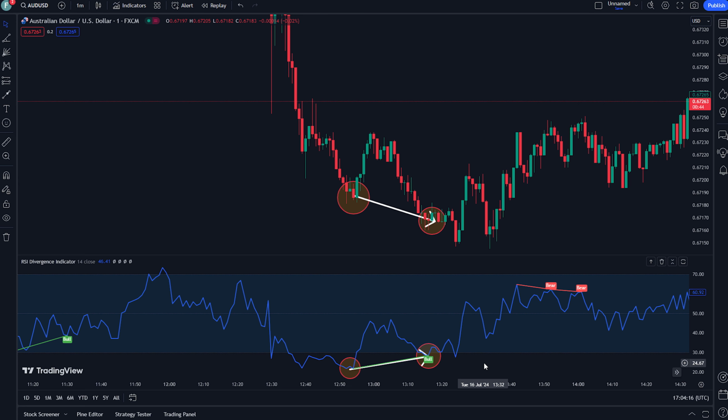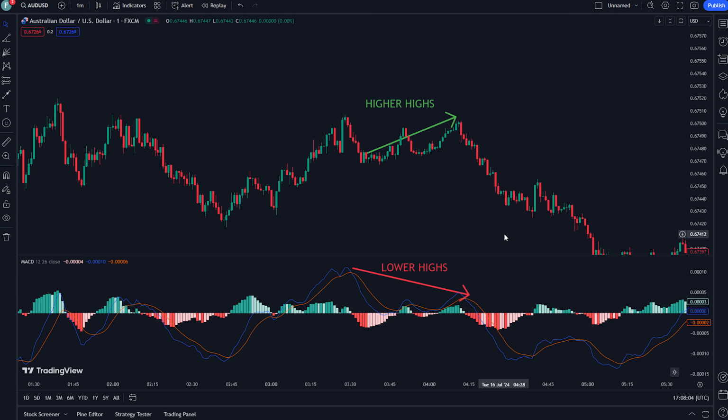Divergence. Divergences occur when an indicator displays an opposite signal of the real price movement. When this happens, it is usually a sign that the trend might reverse. Divergences could occur in many indicators such as the MACD, stochastic, and the RSI.